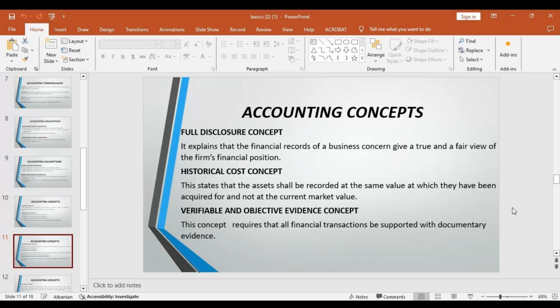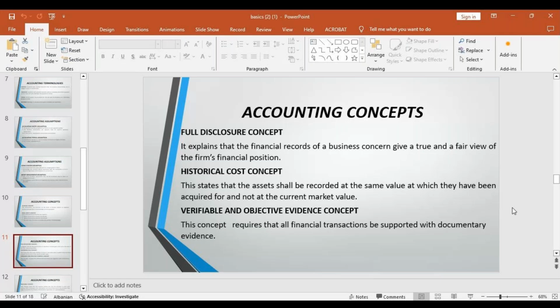Full disclosure is that your financial records must be shown to your partners, your stakeholders. So you must have a full financial record showing your fair financial position, whatever your position is, it must be shown clearly. And then the historical cost concept states that the assets shall be recorded at the same cost. So if you are purchasing a computer for 20,000, you are recording it as 20,000 only. You will not give appreciation or depreciation for that. We are not going to add depreciation until it comes that you have to depreciate the value and you sell that product, or for whatever reason, we will be showing that in the books as 20,000 only.